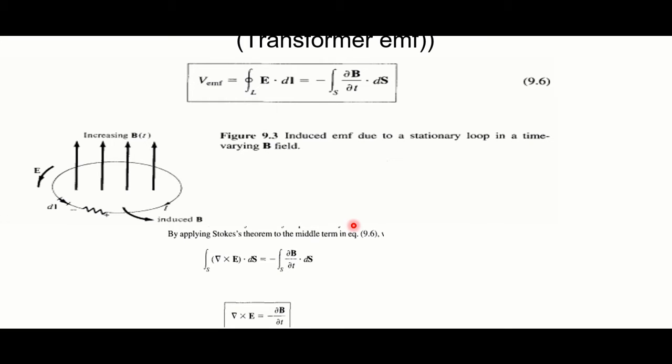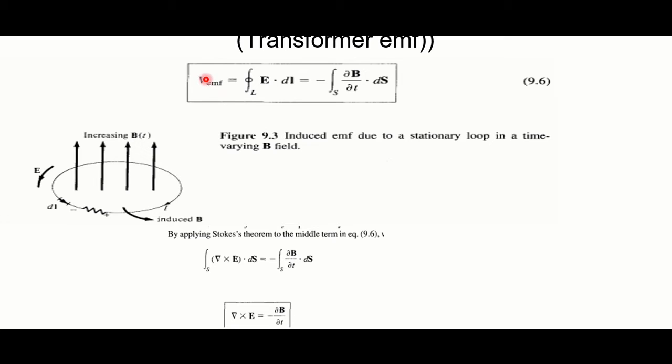So in the first case, we know that is the stationary loop in a time varying field. So the conductor is stationary, we keep it stationary, and the magnetic field is varying. And this is an example for the case of the transformer. In the transformer we already know that the conductor is kept stationary, but in that case the flux is varying. So the EMF induced in this case is known as transformer EMF.